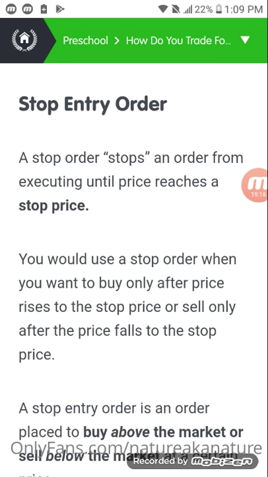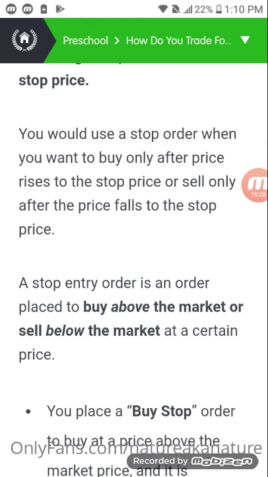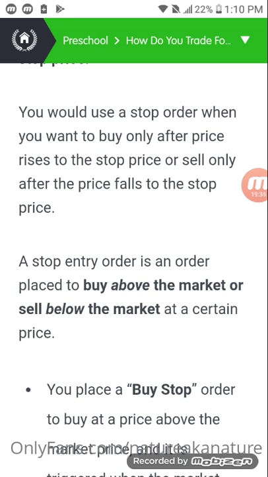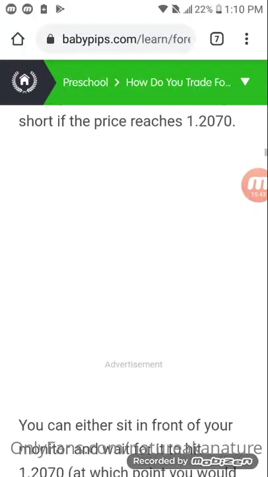Okay, the stop entry order. The stop order stops an order from executing until price reaches that stop price. So you will use a stop order when you want to buy only after price rises to the stop price, or sell only after price falls to the stop price. Okay, so a stop entry order is an order placed above the market. It's not like the buy and the sell limit order.